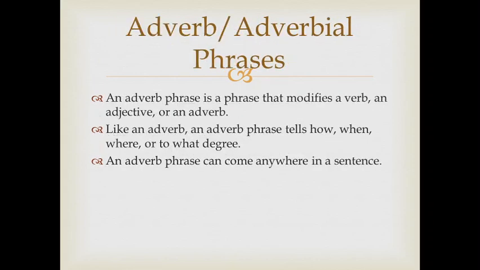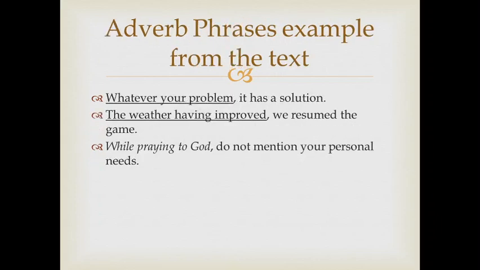Now, adverb or adverbial phrases. An adverb phrase is a phrase that modifies a verb, an adjective, or an adverb. An adverb phrase tells how, when, where, or to what degree. So that is the function of an adverbial phrase. An adverb phrase can come anywhere in a sentence. Now, adverb phrase examples from the text.